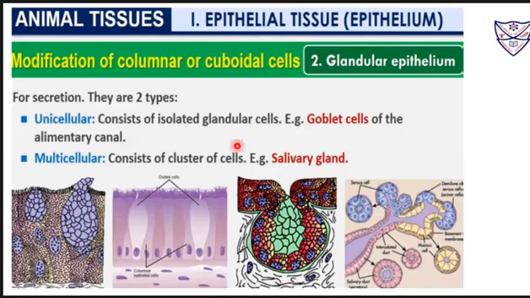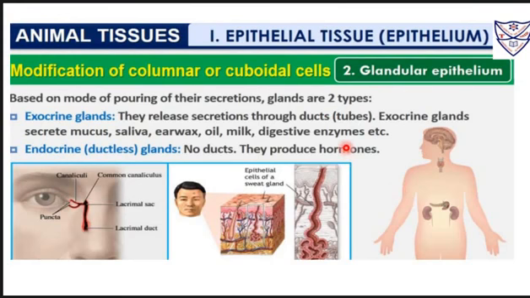Now students, some columnar epithelial tissues are specialized for secretion. So these tissues are called glandular epithelium. They are of two types. They can be unicellular or they can be multicellular. Unicellular obviously has isolated glandular cells. For example, goblet cells of the alimentary canal which secrete mucus. Then there can be multicellular which consists of cluster of cells like for example the cells found in our salivary glands. So based on the type of secretions coming out, the glands are of two types.